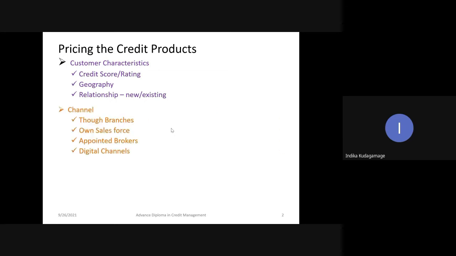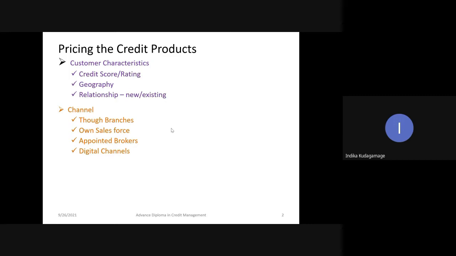Then we have channels. What are those? Branches, all sales teams. Whoever comes to a branch and takes a loan can be priced one way. If a salesperson brings a loan, we can price it differently because of two things. One is we need to pay the salesperson. Second, the customer gets benefits by the easiness of documentation. Our staff goes there and gets everything done from his doorstep. So there is a convenience factor, so there can be a price element.